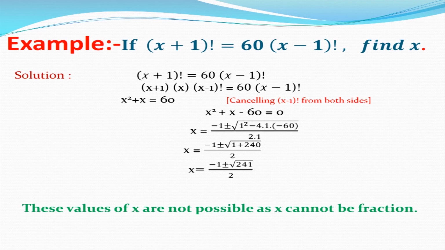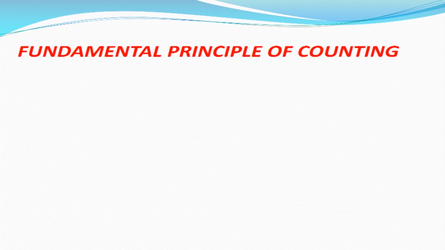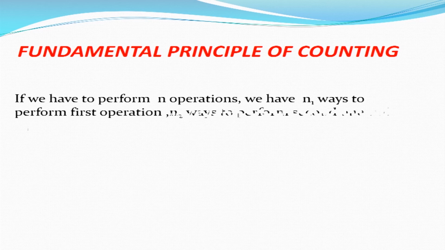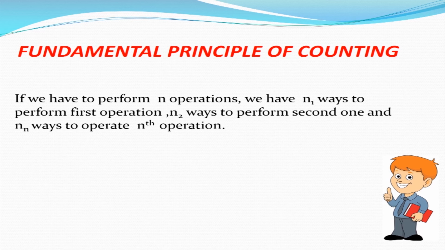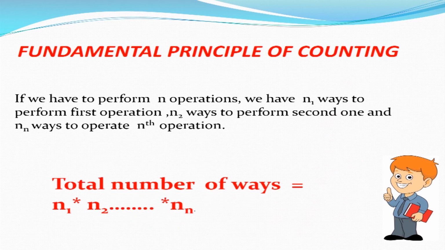Now we will discuss fundamental principle of counting. Let us suppose that we have to perform n operations. We have n1 ways to perform first operation, n2 ways to perform second one, and nn ways to operate nth operation. So, total number of ways is equal to n1 into n2 into n3 up to nn.